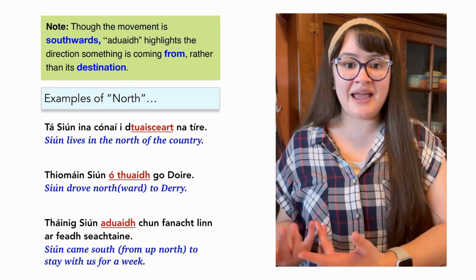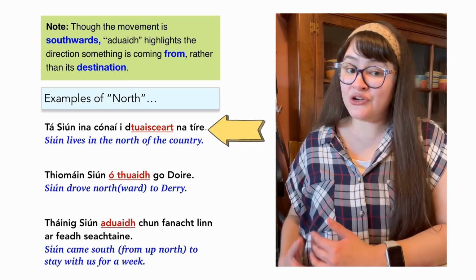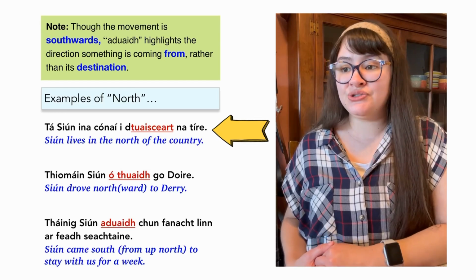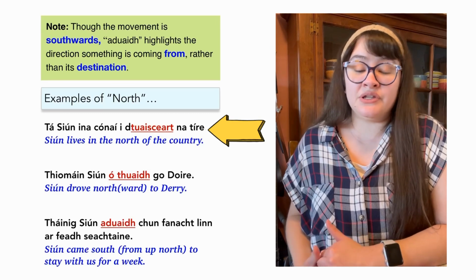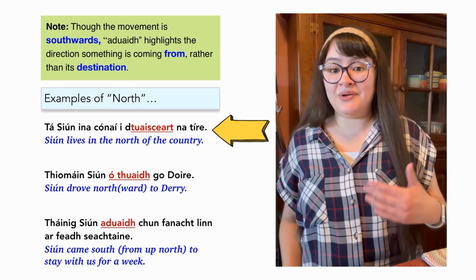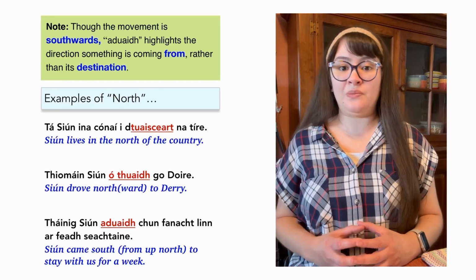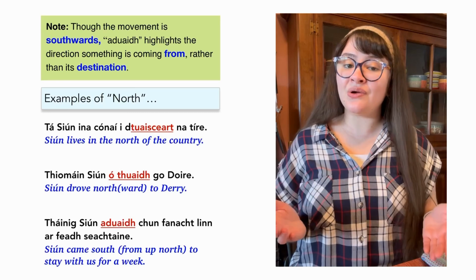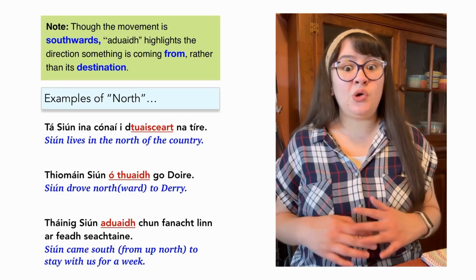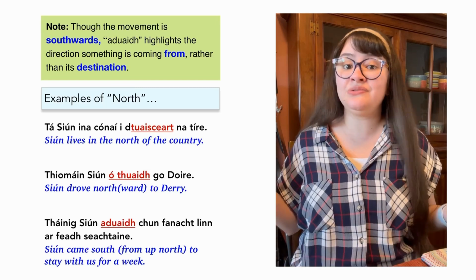Now let's look at some examples of how to use these different forms of north. Our first example is Ta Siún ina Coney e Tuaisceart na Tíre. Siún lives in the north of the country. So in this case, the best choice was the noun, the fixed location form of north. She lives where? In the north of the country. There's no motion involved in this north, it's just the area where Siún lives.